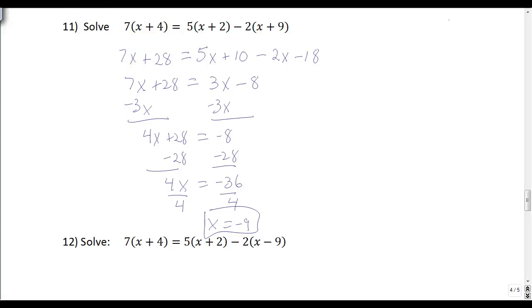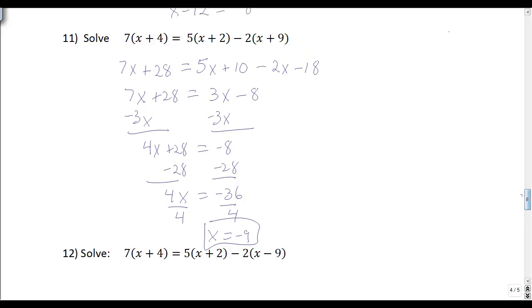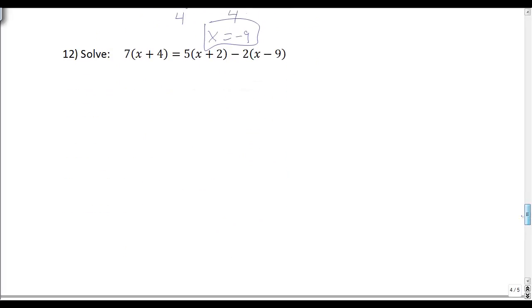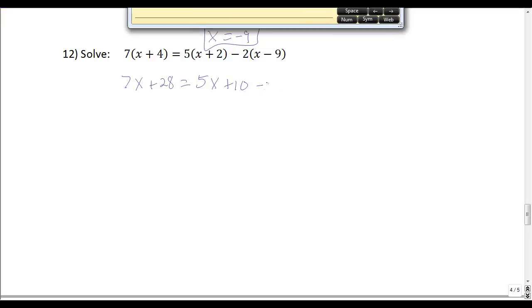Next one. Very similar question. Note here, it's almost the same, just that this plus changed to a minus. So let's see what that does to things. So what I'm going to get is distribute the left-hand side. 7 times x plus 7 times 4 is 28. 5 times x is 5x. 5 times 2 is plus 10. Negative 2 times x is minus 2x.